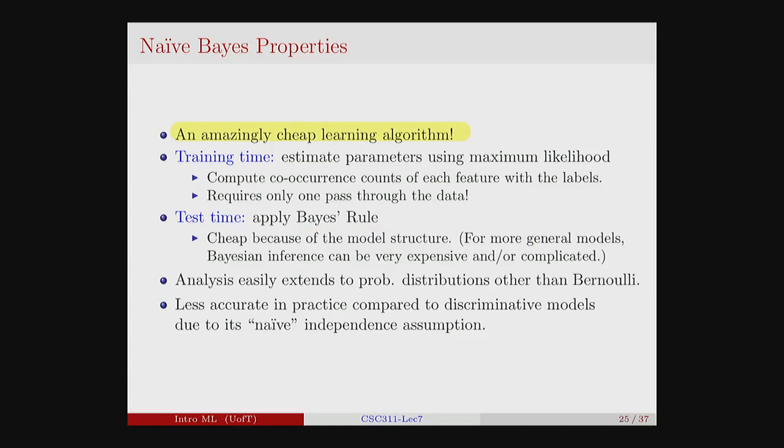And it's important to recognize why it's so cheap. The reason why is because of the model structure and because of the naive Bayes assumption that we made. That's what made our life easier for both learning as well as for inference. And so we did this analysis in part because we started out with a coin flipping example in the context of the Bernoulli random variable, but you can extend this arbitrarily to many, many different other kinds of random variables as well. In practice, this model tends to be much less accurate relative to discriminative models due to the fact that it makes this naive independence assumption.